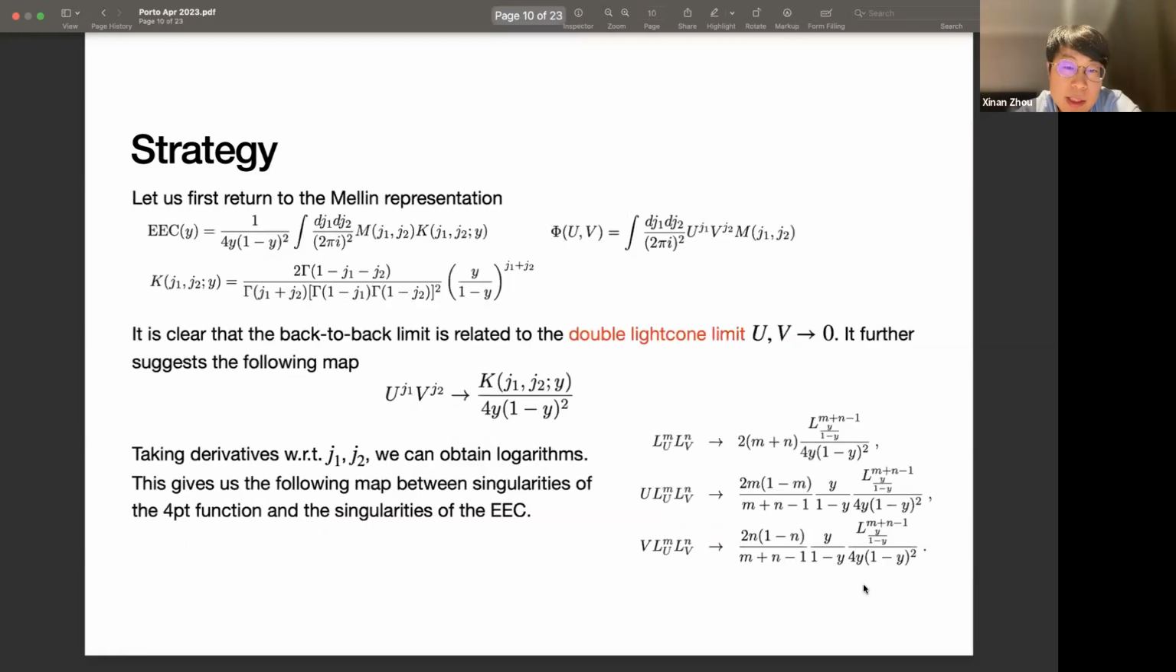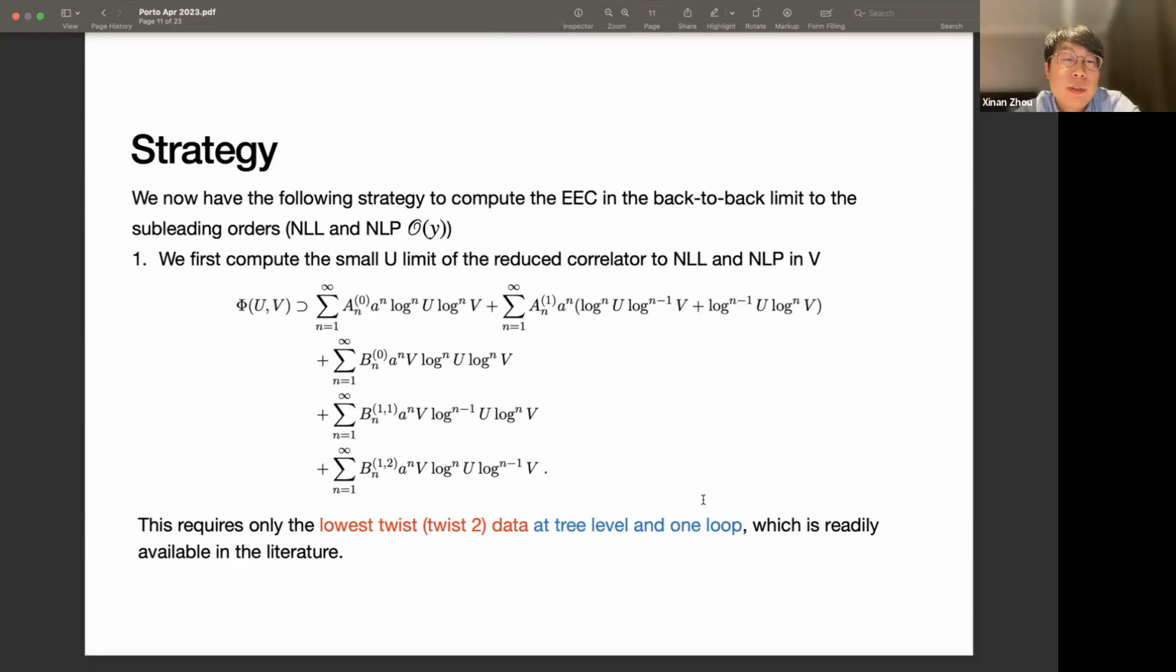Now with this in hand, I can tell you our strategy to compute this EEC in the back-to-back limit to the subleading orders. The first step is to compute this reduced correlator in the small u limit. We want to compute it to the next leading order in the logs, and also next leading power in v.